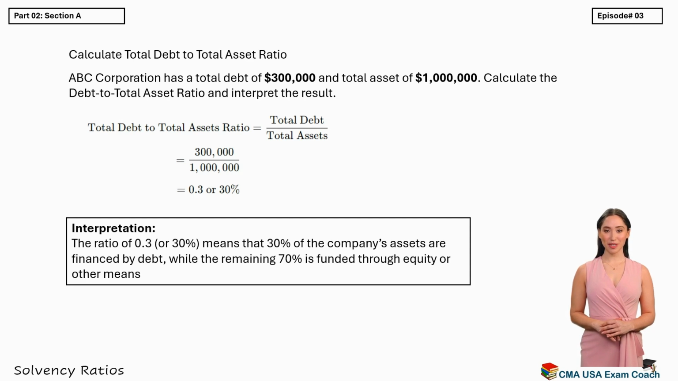A lower ratio means the company has more financial flexibility and may find it easier to obtain additional financing if needed. Investors and creditors use this ratio to evaluate how much risk the company carries in terms of debt obligations. Understanding this ratio helps in assessing the company's overall financial stability and whether it has a sustainable capital structure.